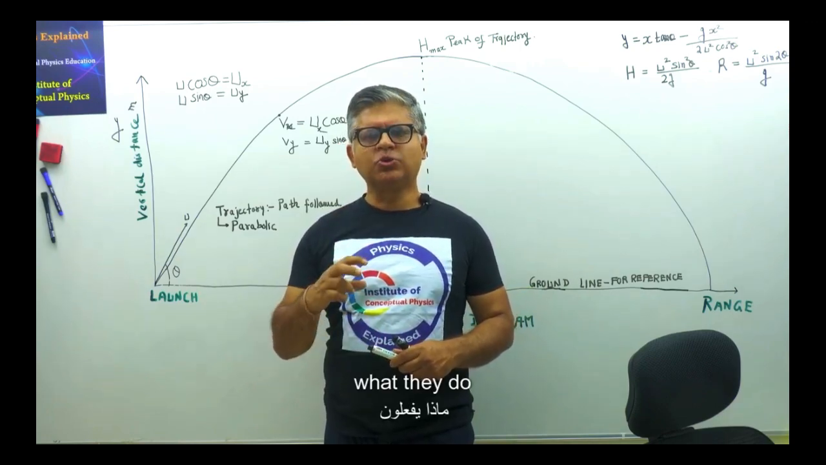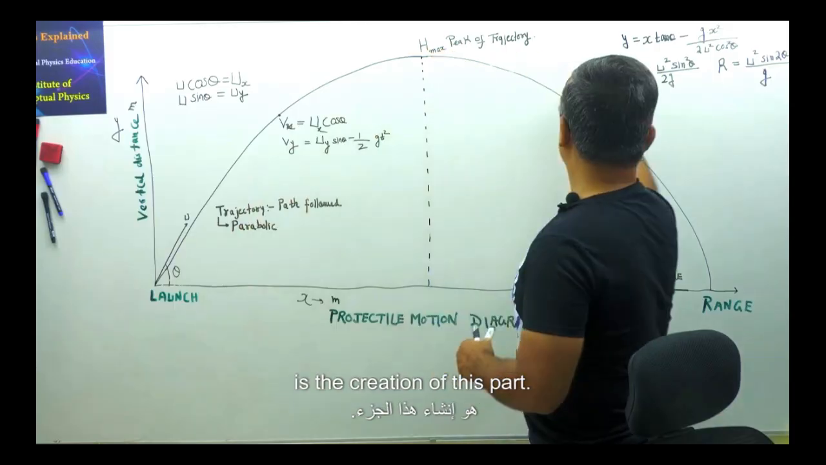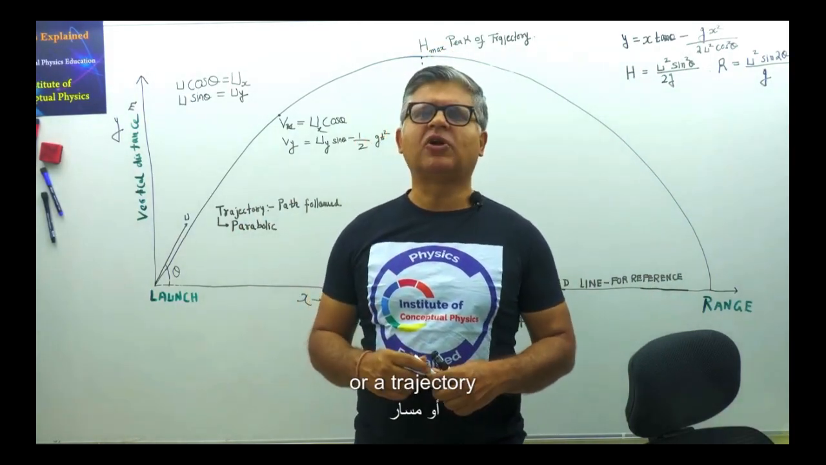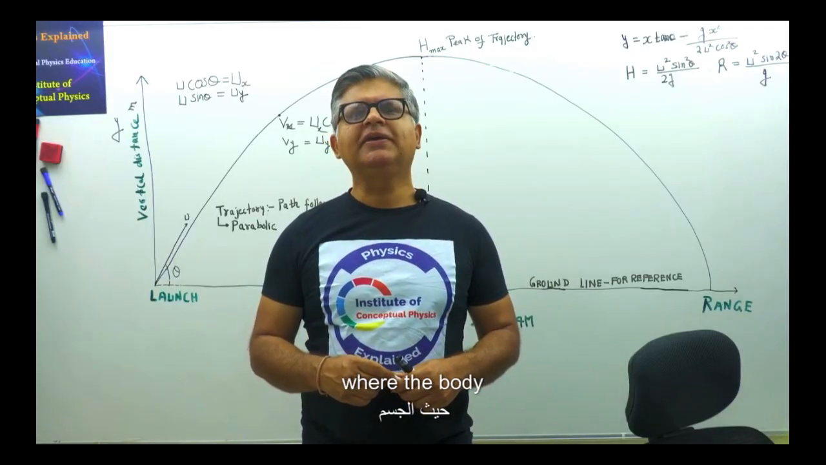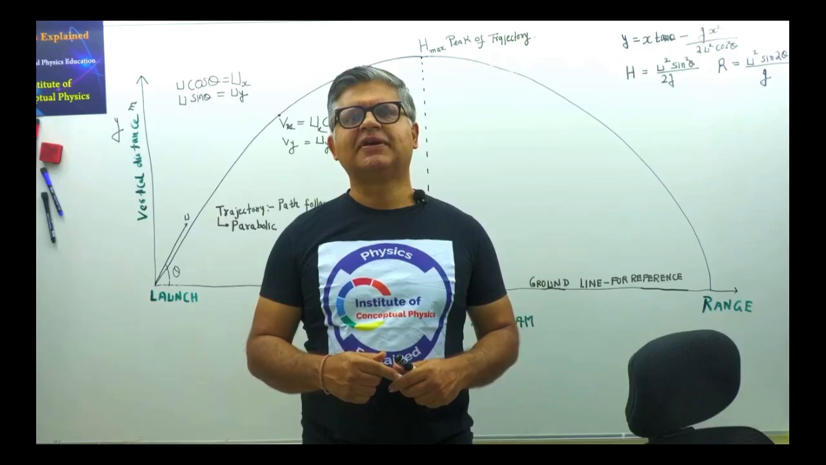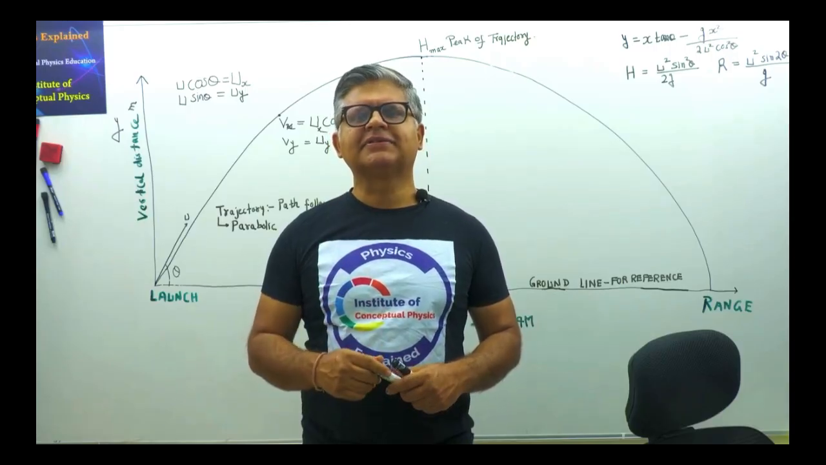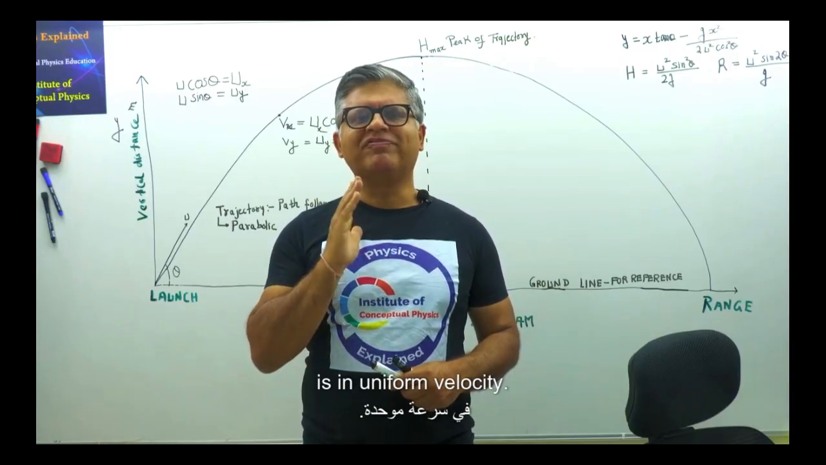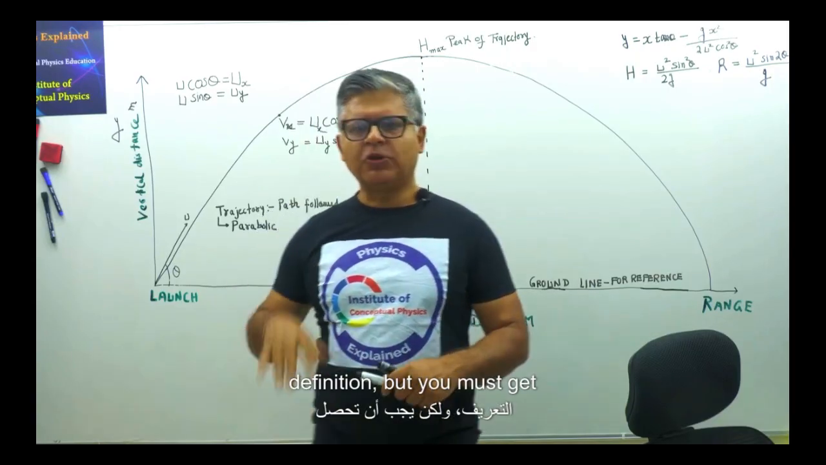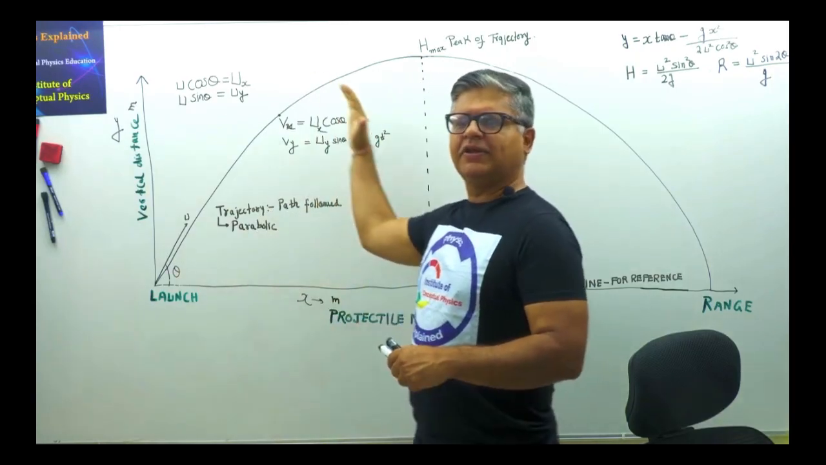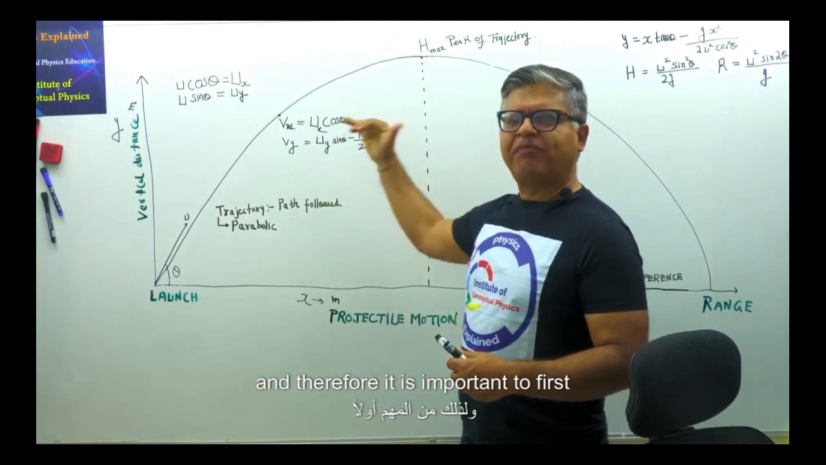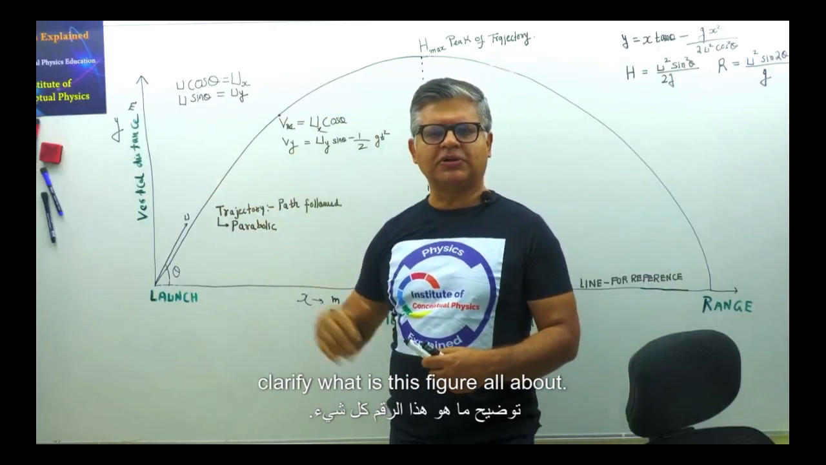Together, what they do is the creation of this path. A projectile is a type of motion or a trajectory where the body is under the influence of gravity in the y-axis, and in the x-axis, the body is in uniform velocity. A lot of people do start from this place, definition, but you must get the context right. Generally, you get this figure in front of you, and therefore it is important to first clarify what this figure is all about.